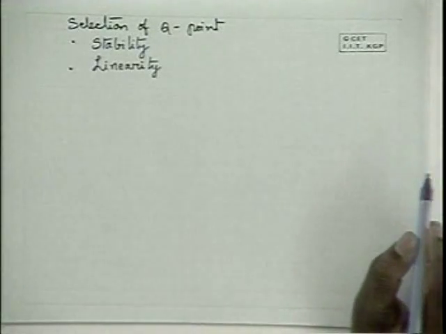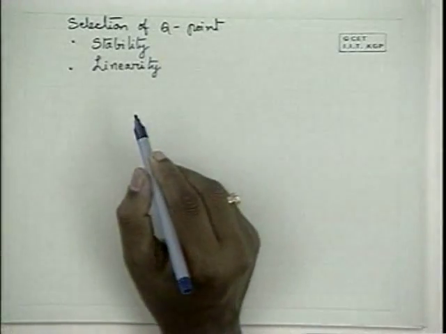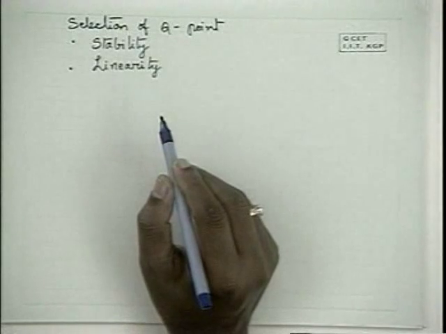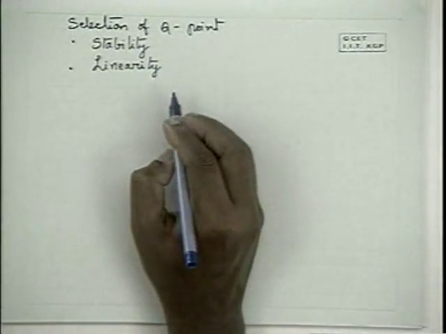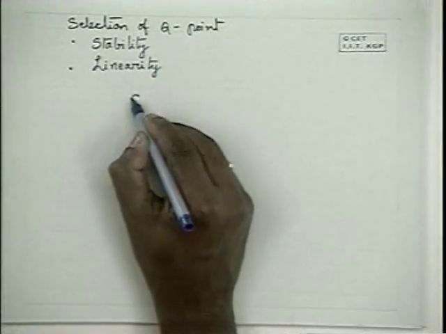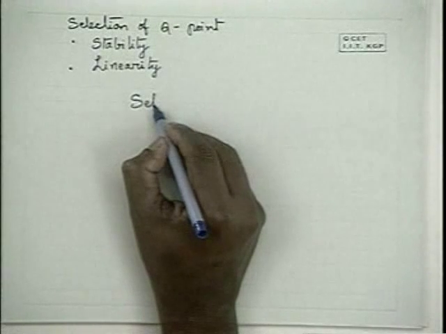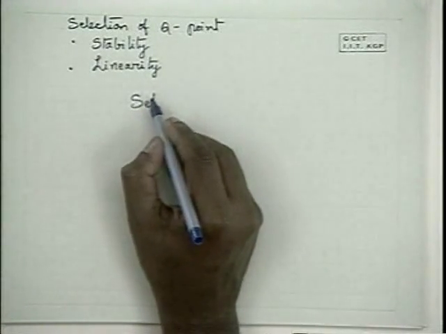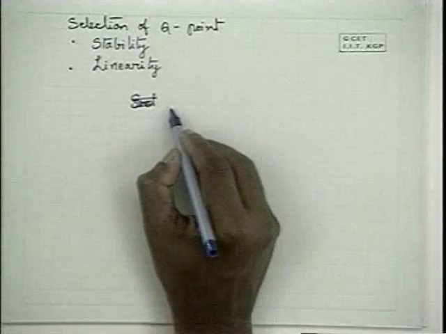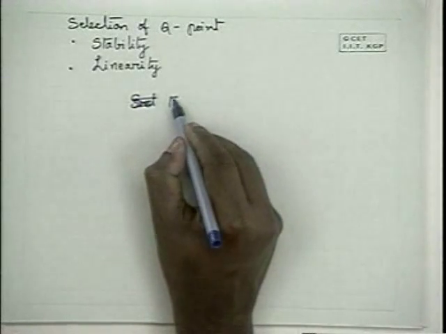Now, we have different circuits possible for biasing the JFETs. Let us now look at the self-bias circuit. Before doing the self-bias circuit, let me discuss the fixed bias circuit.